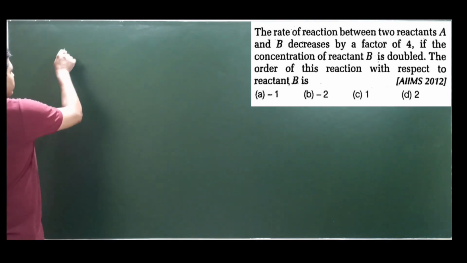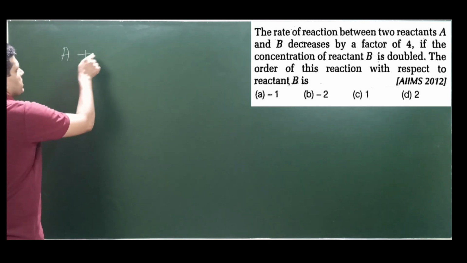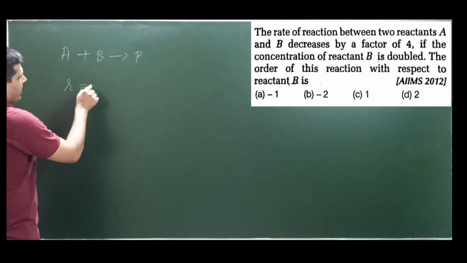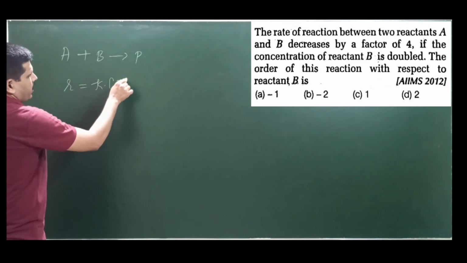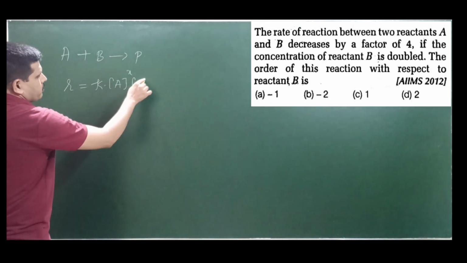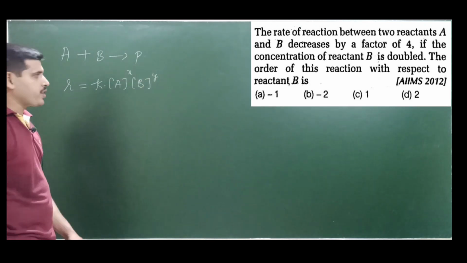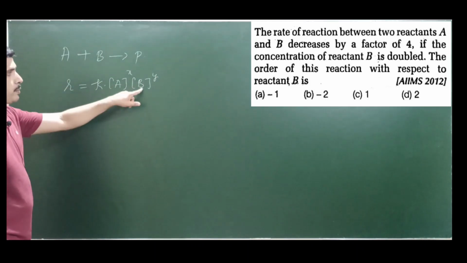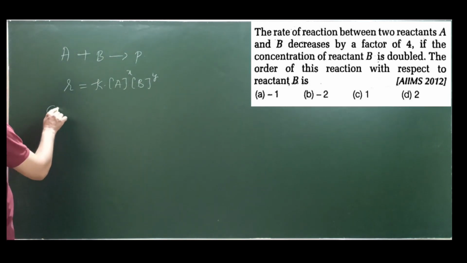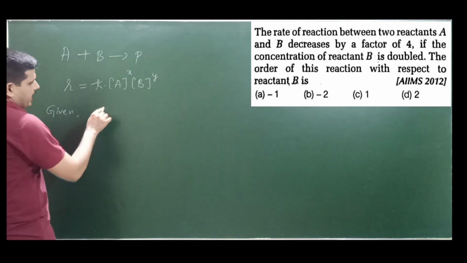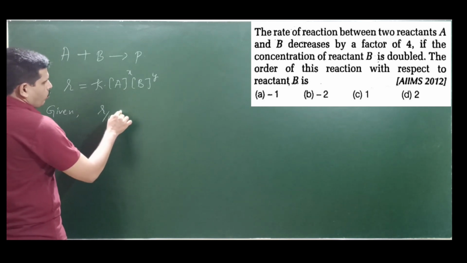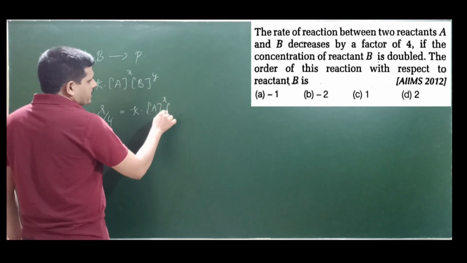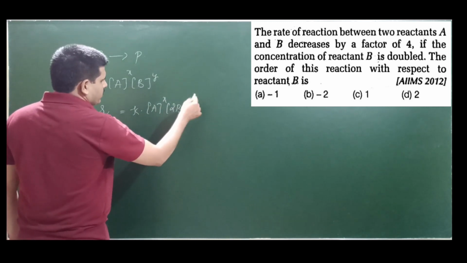So let us write whatever they told in a sentence, dear students. A plus B giving a product, let me consider as P. For this reaction, rate I will write equal to rate constant into concentration of A to the power x and concentration of B to the power y. So this is our rate expression. Now what they told there is the rate is decreased by 4 when B is doubled. So let us consider given rate becomes R by 4, when they increase the concentration of B: A to the power x, and 2 times B to the power y. So this is what they are telling.